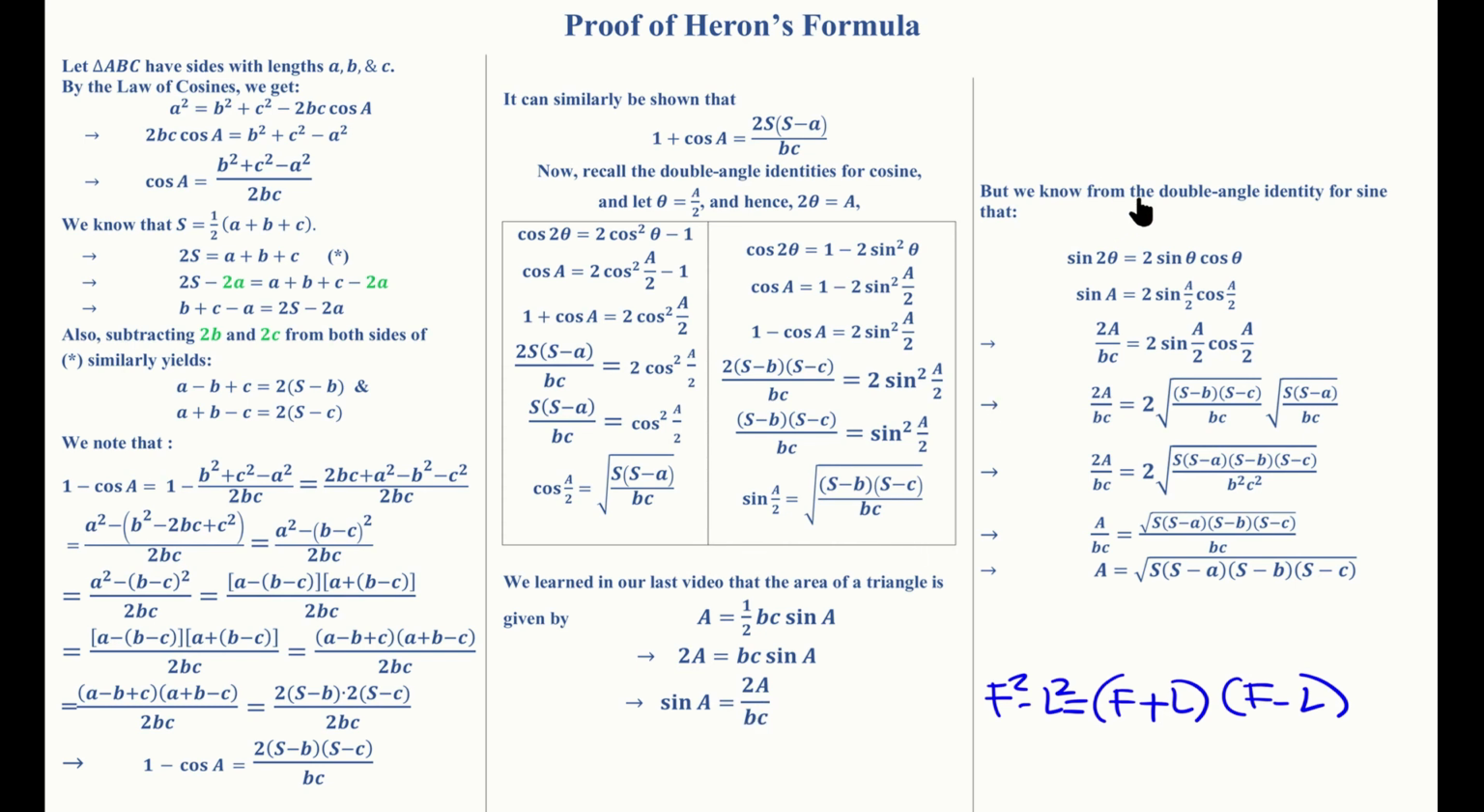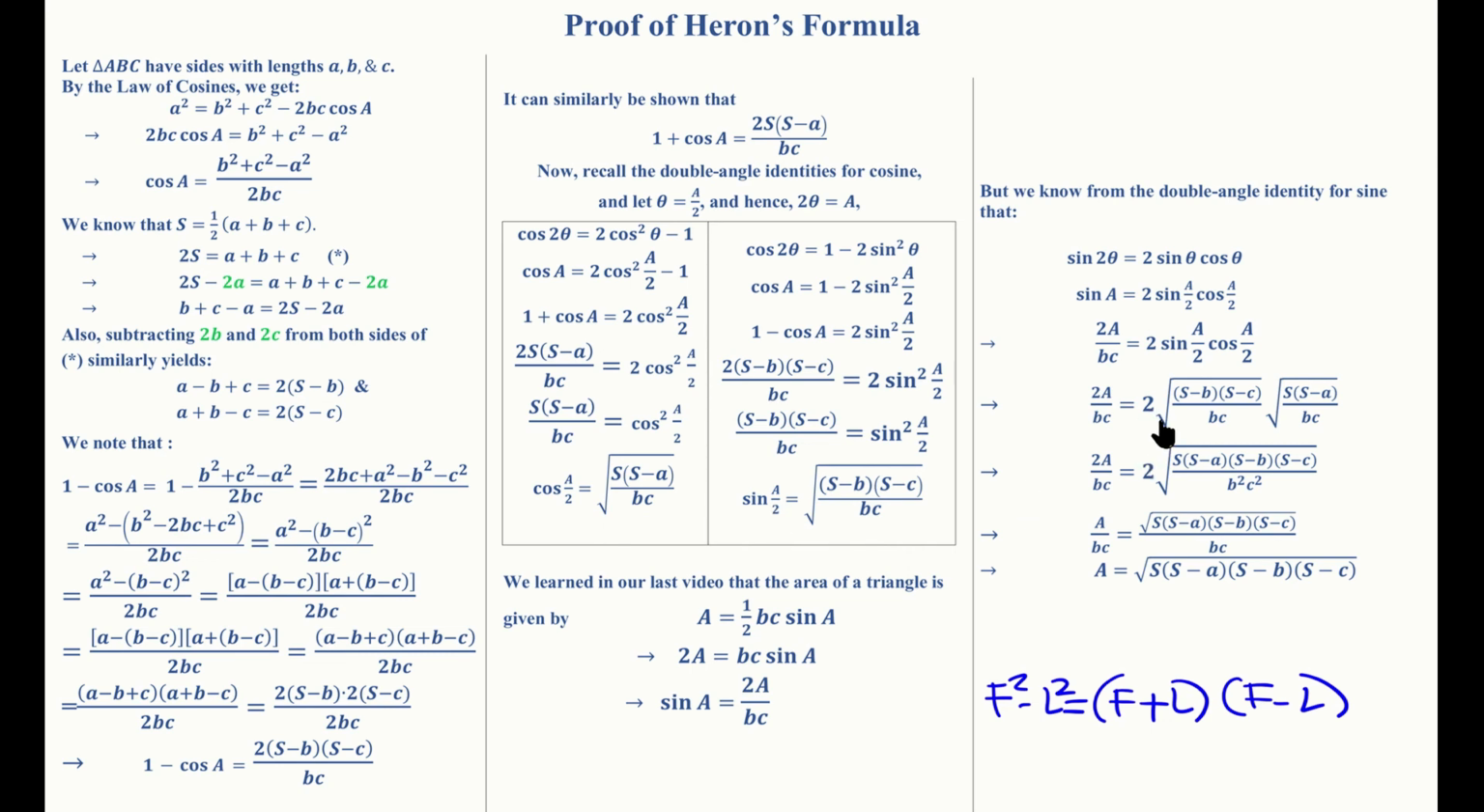So one old friend of ours was the double angle identity for sine, which gave us 2 sine theta cosine theta. So if we replace the 2 theta with a and the theta with a over 2, we end up with 2A over bc equals 2 sine a over 2 cosine a over 2. Notice we have found expressions for cosine a over 2 and sine a over 2 in these radical forms.